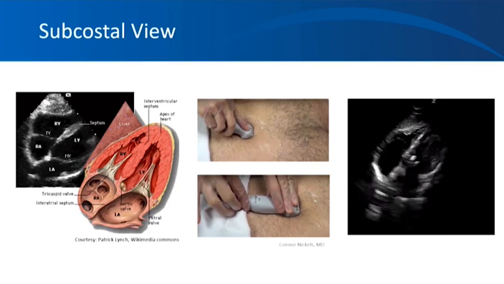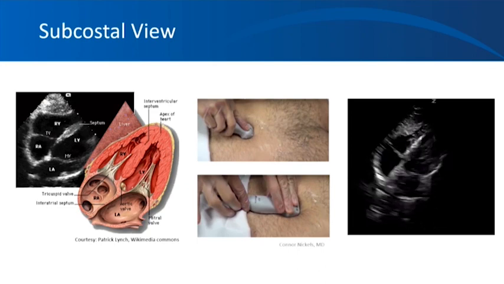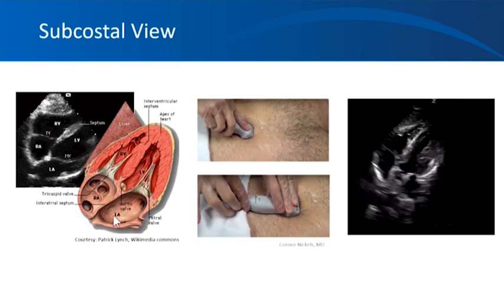This is another window commonly used to look at the heart. This is the subcostal view, and the transducer is placed in the subxiphoid region with the orientation marker towards the patient's left. The probe should be as parallel to the body surface as possible. You can apply gentle pressure like this, and what you'll see is the left atrium, right ventricle, left ventricle.